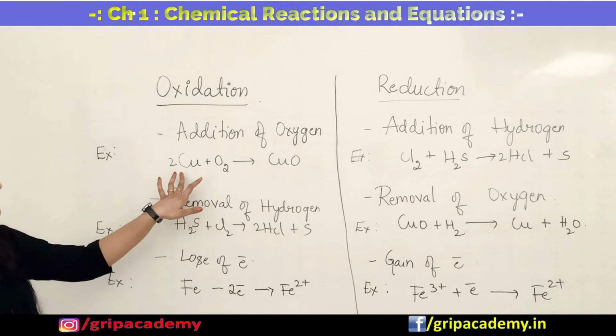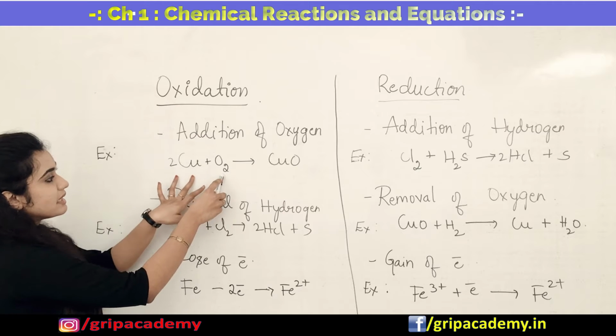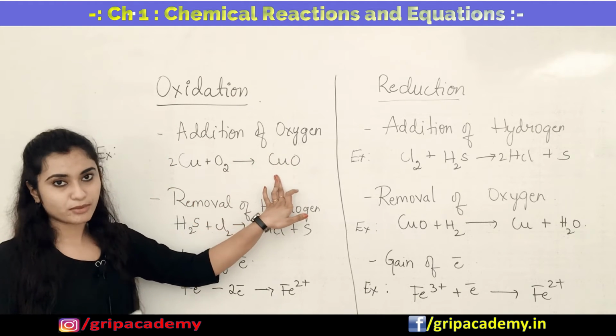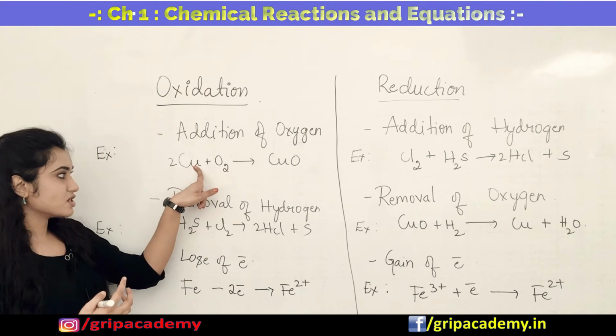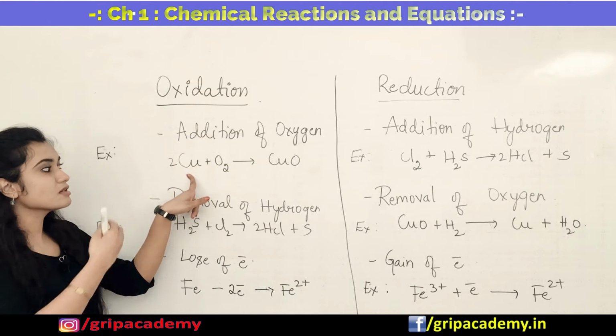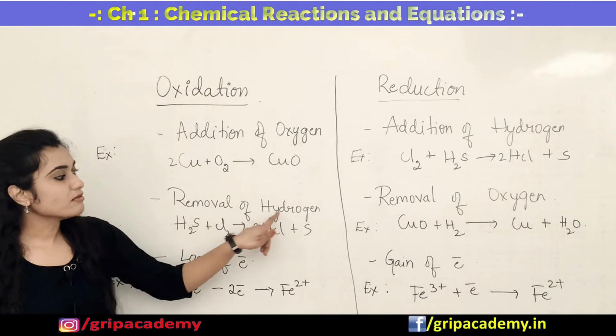Okay, so you can see this example where the copper, when oxygen is added, is being oxidized to copper oxide. So the copper has gained oxygen, thus you can call this oxidation, which means the copper has undergone oxidation. The next is removal of hydrogen.